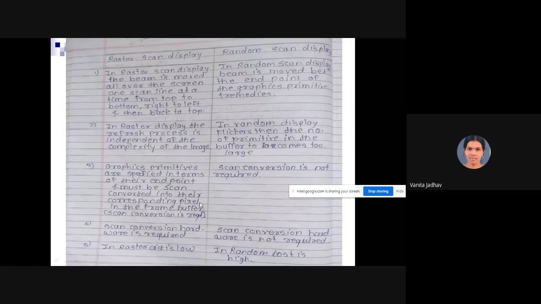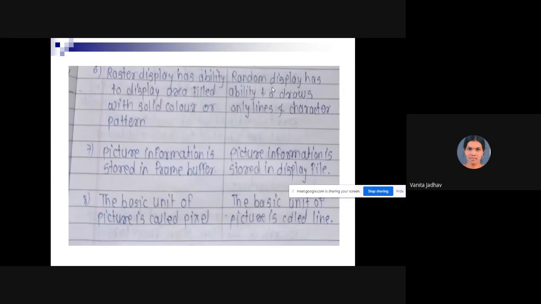So these are the first 5. So next 3 more are there. So raster display has the ability to display an area filled with solid color or pattern. So again the same example, plain shirt and lining shirt. So plain shirt is nothing but the area filled with solid color. In such applications we are able to use the raster display, and random display has the ability to draw only lines and characters.